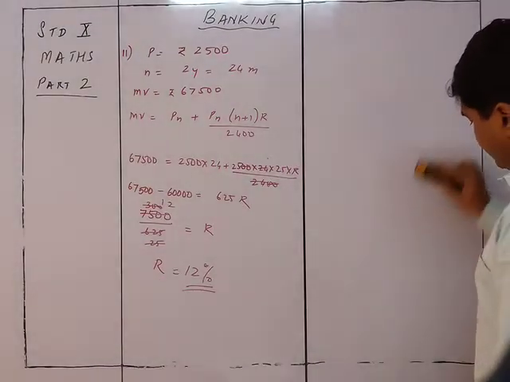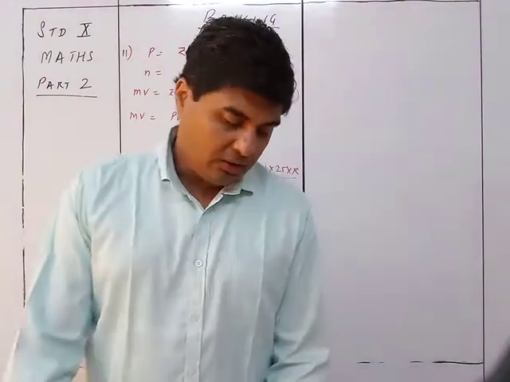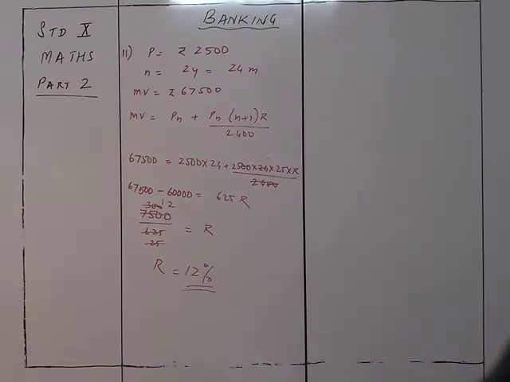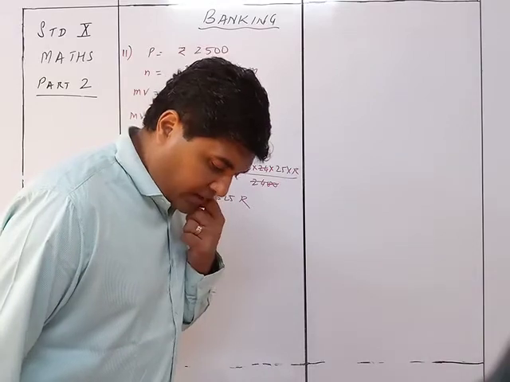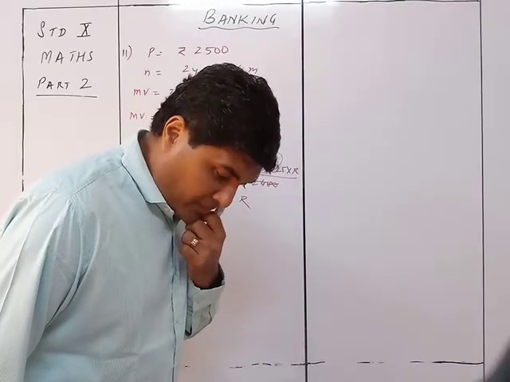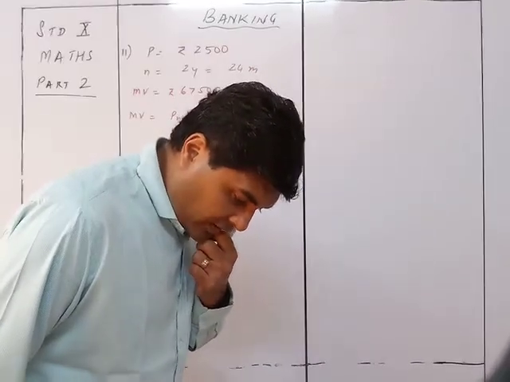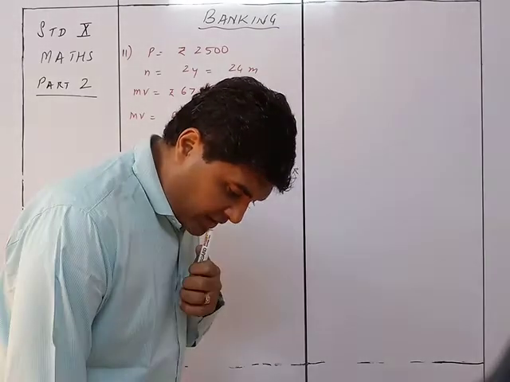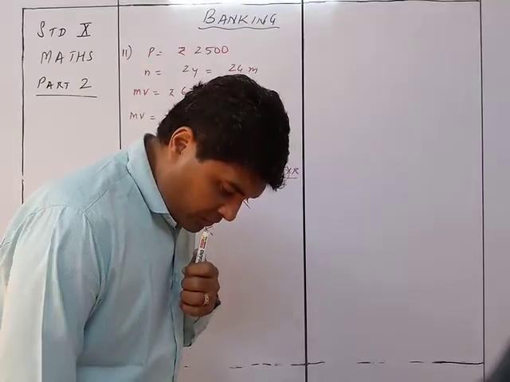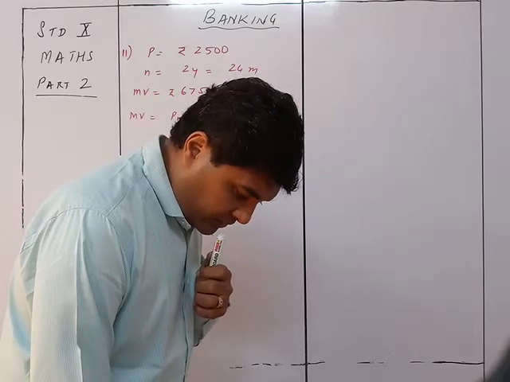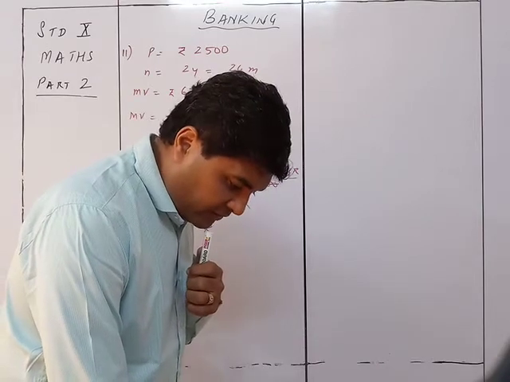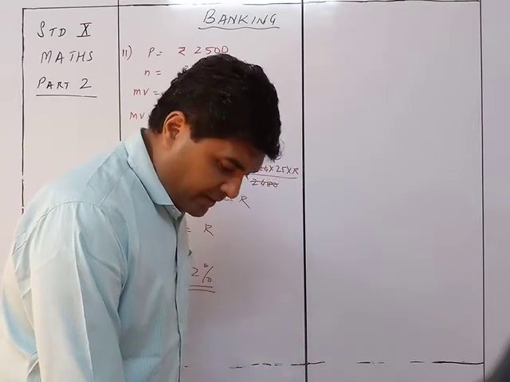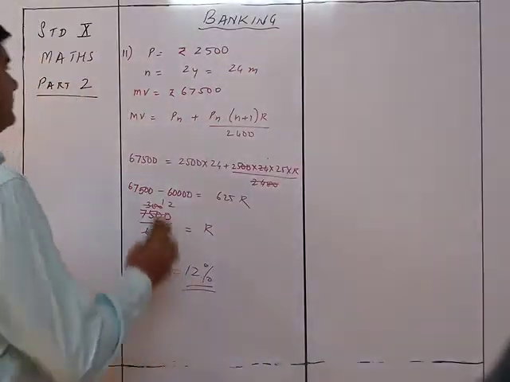So here we come to the end of the chapter banking. I'll just check the timing. Yeah, I think I can take one more sum from exercise 2b, in which I need to find the time. So find the monthly installment, find the rate of interest, calculate the maturity value, find the time period. Yeah, sum number 3.